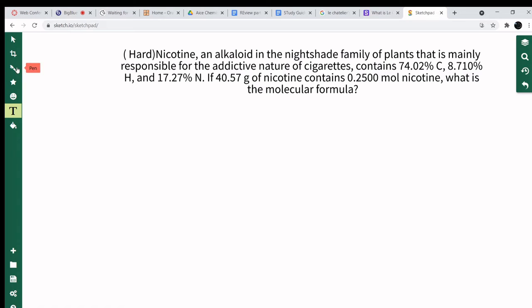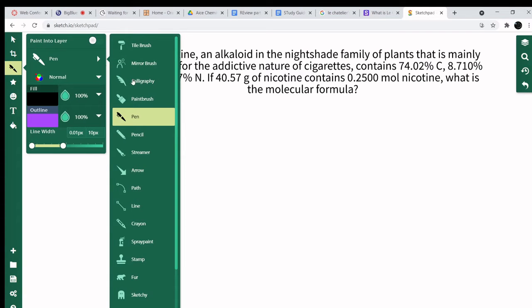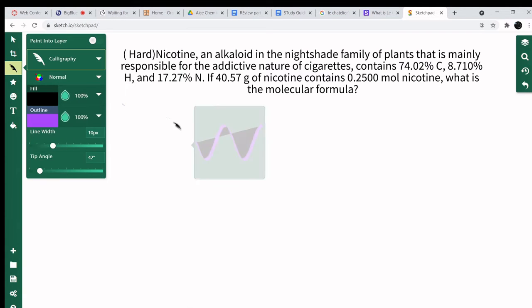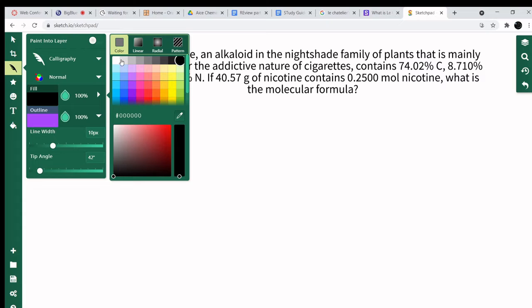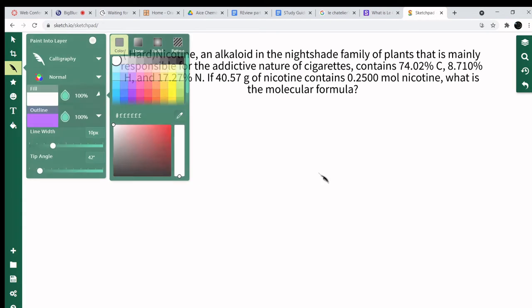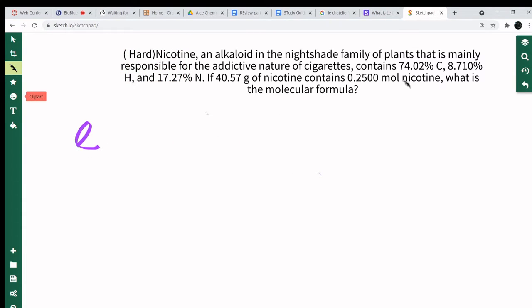Is we have a problem. Okay. And with this problem, we have a case where we have a substance. We know it's an alkaloid, and it gives us percentages. Okay. And these percentages are the things that we're really going to care about.